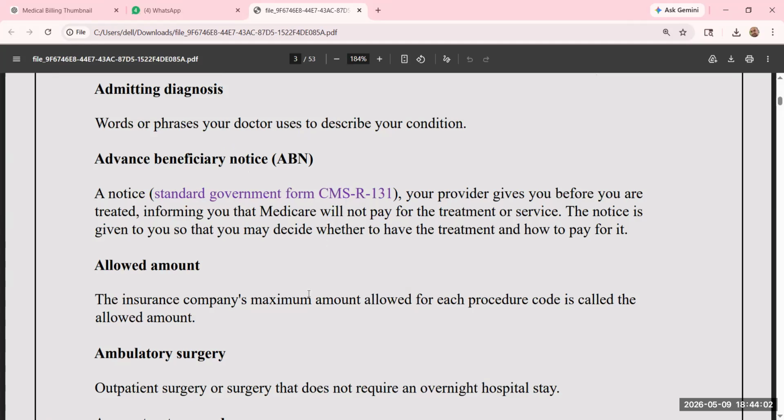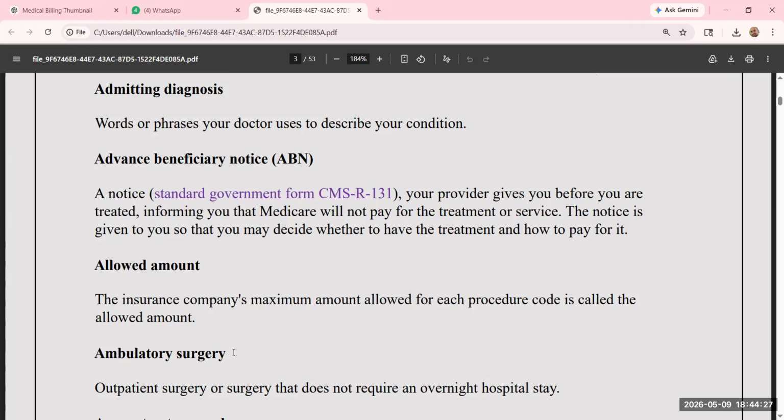Allowed amount. What is the allowed amount? That is shown in the billing chart sheet. The maximum amount the insurance company allows for each procedure code is called the allowed amount. So for example, if one CPT shows $200, then $200 is the allowed amount that the CPT should be billed for. So that is called the allowed amount.